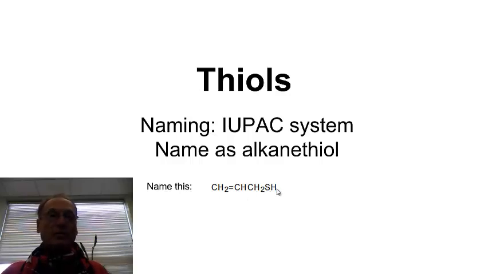But we need to indicate two things. Where is the double bond and where is the SH group? Obviously we're going to number from this end, so that's 1, 2, 3. The double bond starts at carbon number 2, and the thiol is at carbon number 1. So it's 2-propene-1-thiol. Just like if that were an alcohol, it would be 2-propene-1-ol.